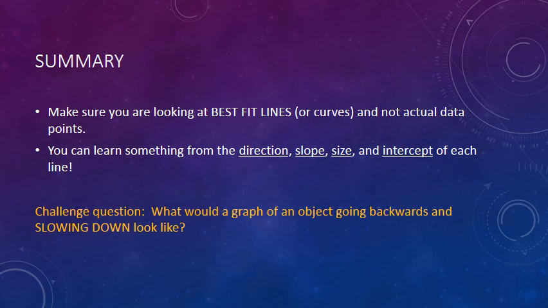And here's a challenge question. What would a graph of an object going backwards and slowing down look like on a distance versus time graph?